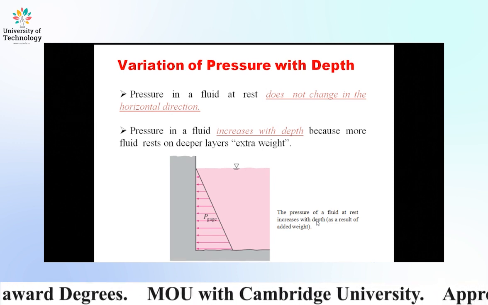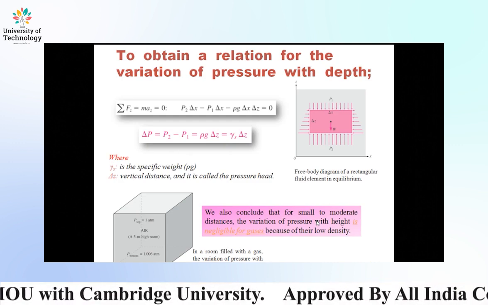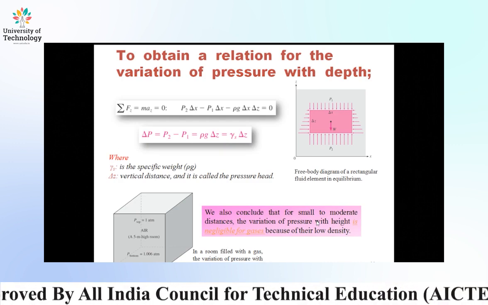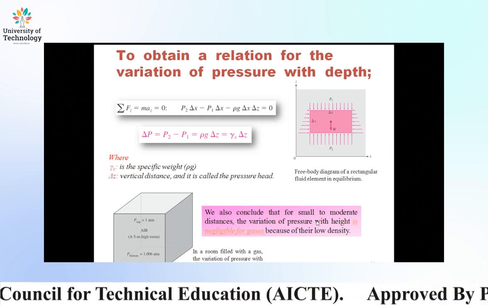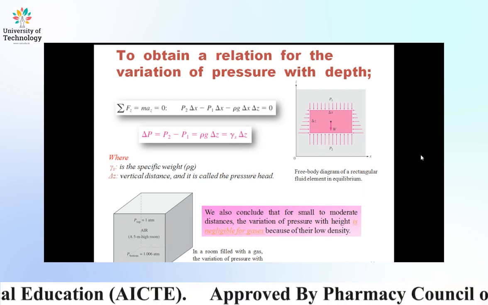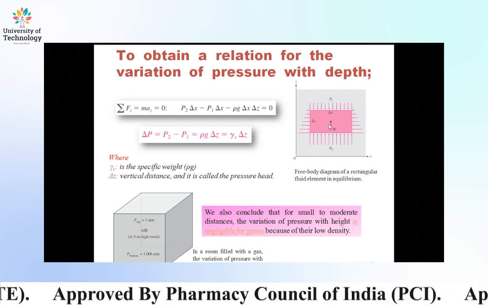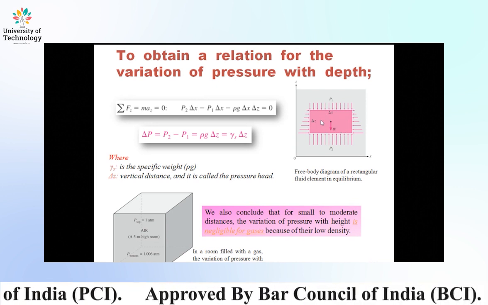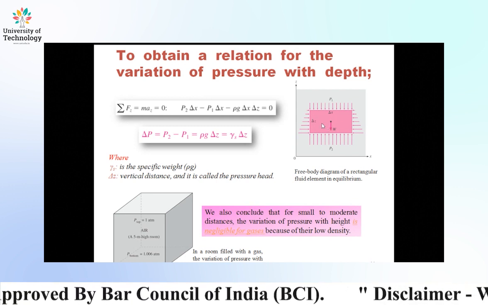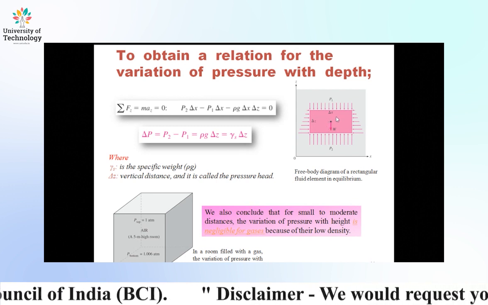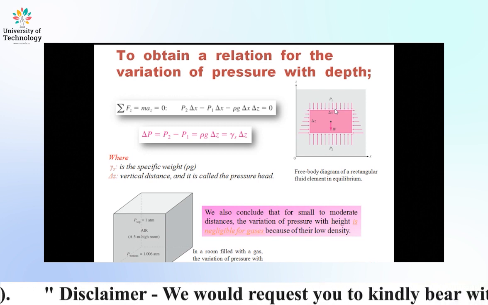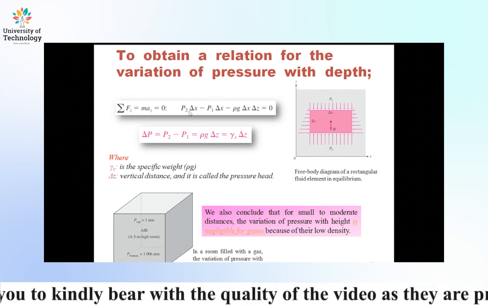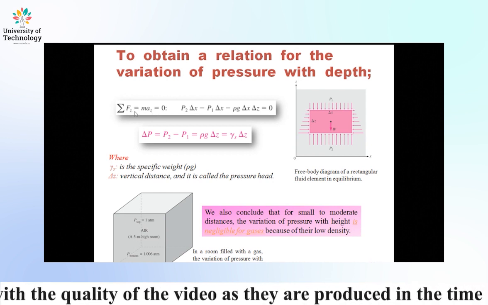To obtain a relation for the variation of pressure with depth, look at this figure. This is a rectangular fluid element, or parallelepiped, with unit width. It is a two-dimensional rectangular fluid element. So apply the equilibrium condition: the summation of forces in the z direction is equal to 0. This is mass, and this is acceleration in the z direction.